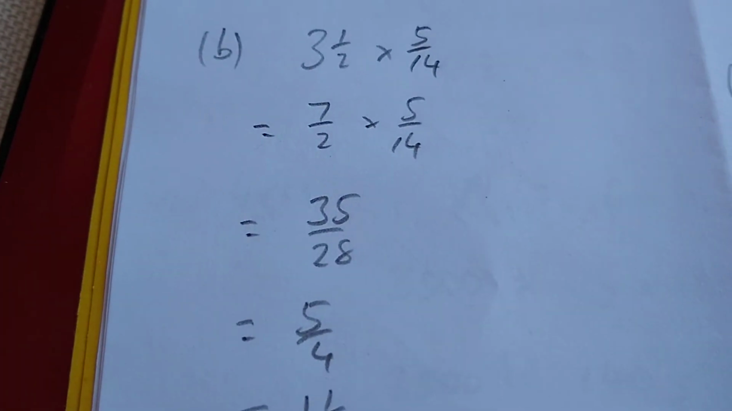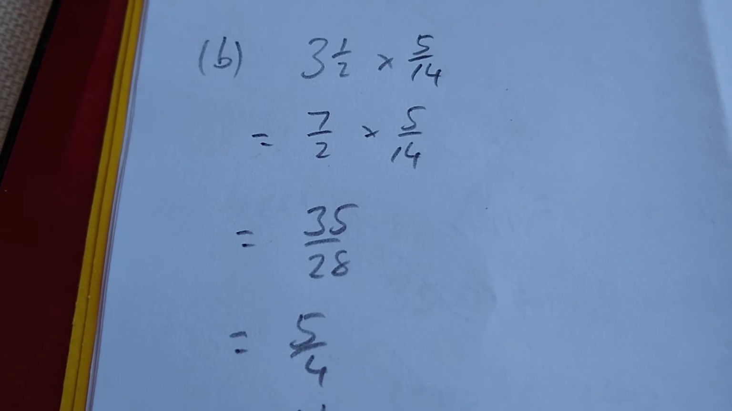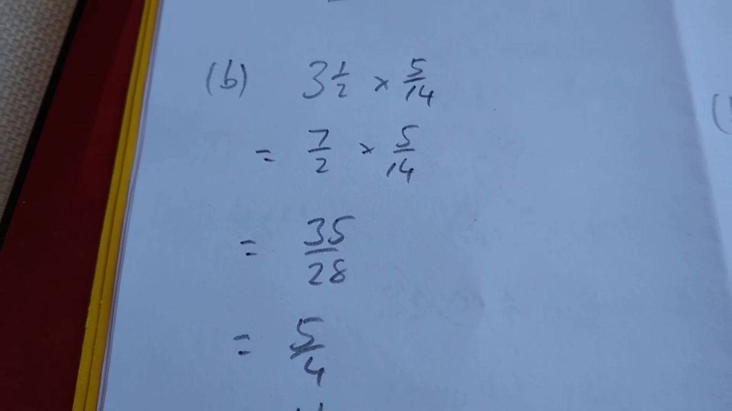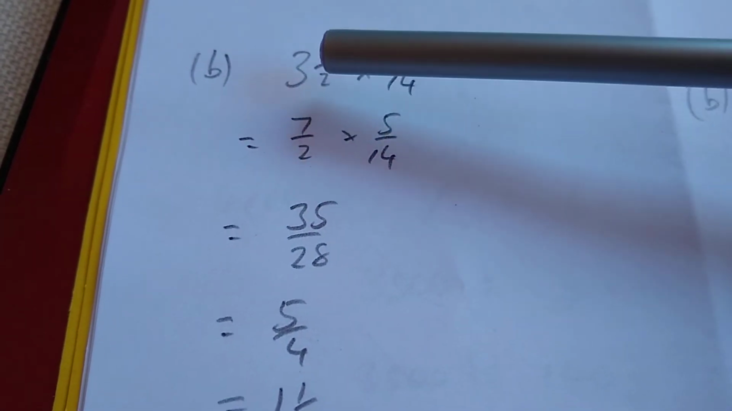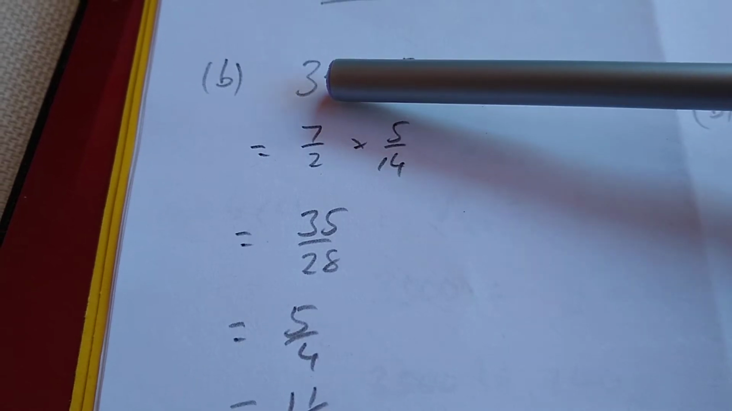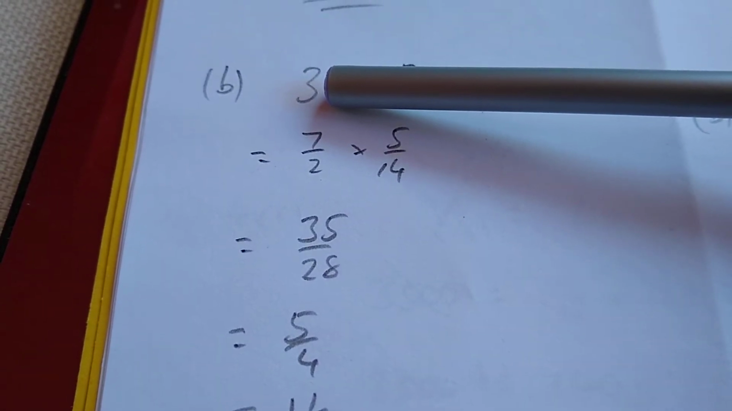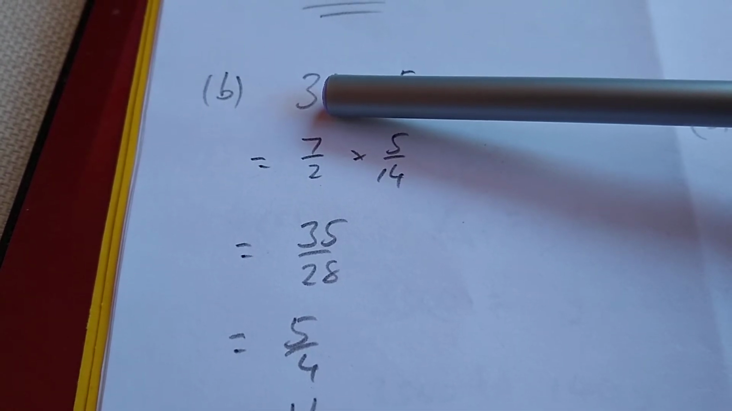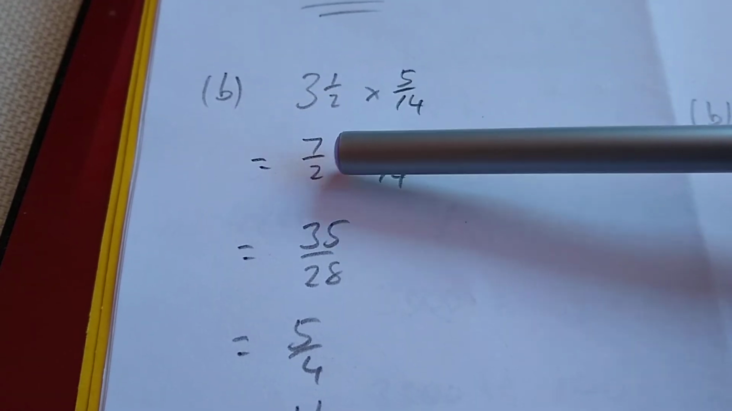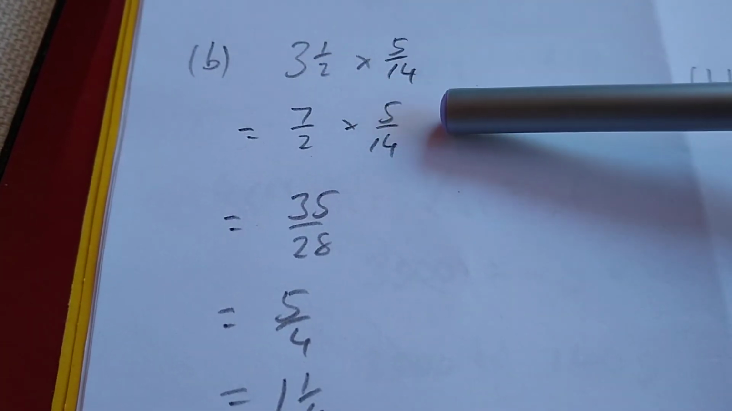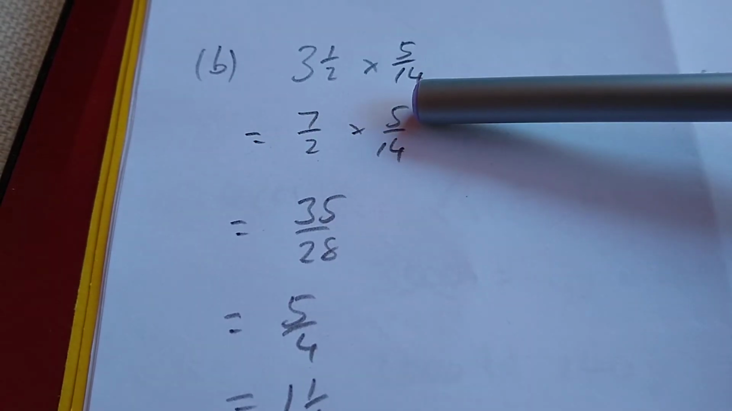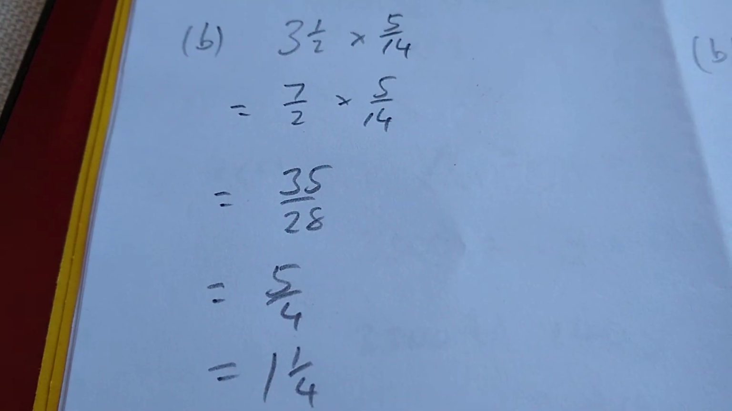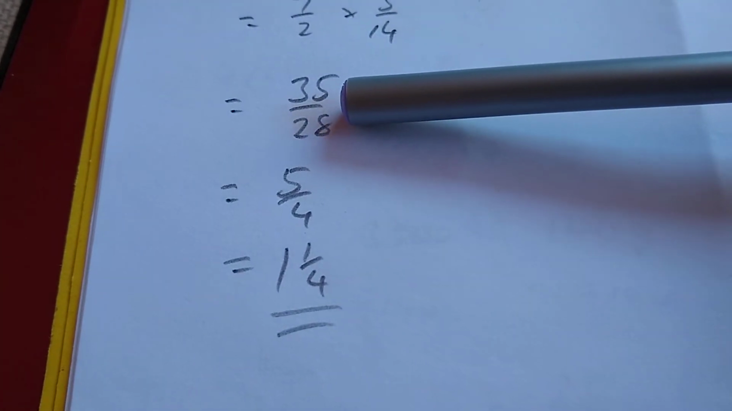Right, question B, 3.5 multiplied by 5/14. If we've done all the practice on multiplying fractions that was given not so long ago, we will know that we need to change 3.5 into a top-heavy fraction. So 1 whole is 2 halves, 2 wholes would be 4 halves, 3 wholes would be 6 halves, add the other half would be 7 halves. Then once we have it in this format, it is literally top times top, or numerator multiplied by numerator, and bottom times bottom, or denominator multiplied by denominator, which leaves 35/28.